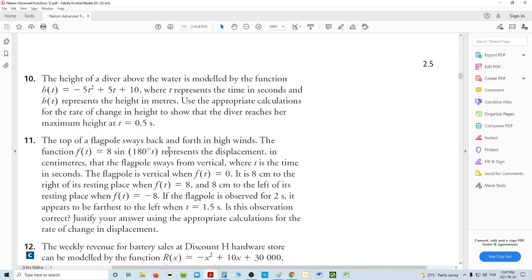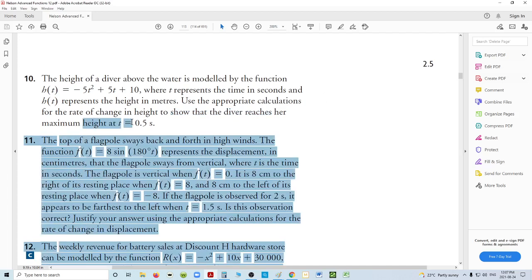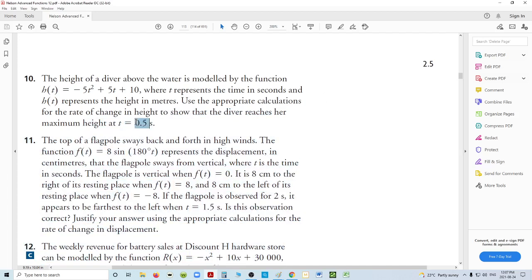Now there's a few more questions. 10. The height of a diver above the water is modeled by the function. So he's probably going up a little bit and then down, where t represents the time in seconds and h represents the height. Use the appropriate calculations to calculate the rate of change in height to show that the diver reaches her maximum height at t equals 0.5. So they're essentially telling you the maximum is when t is equal to 0.5.